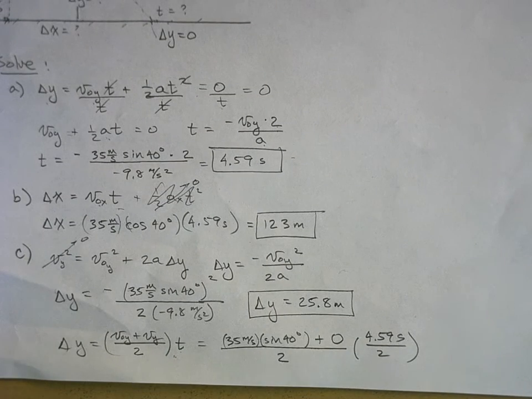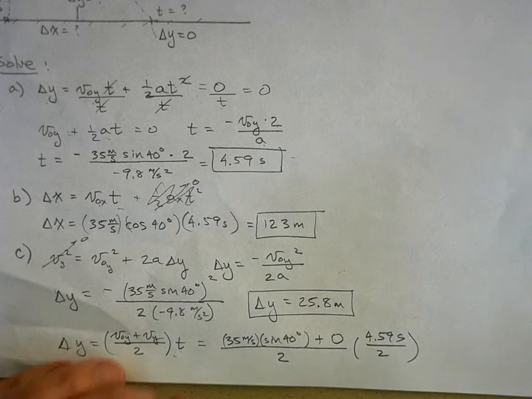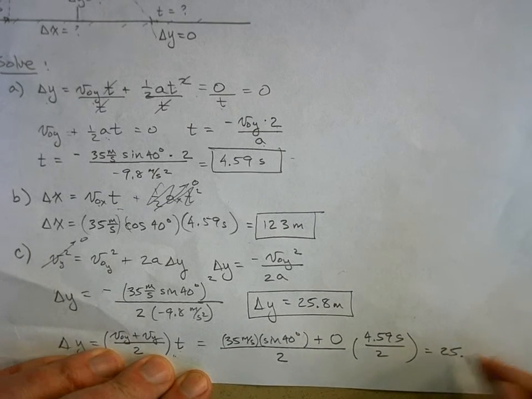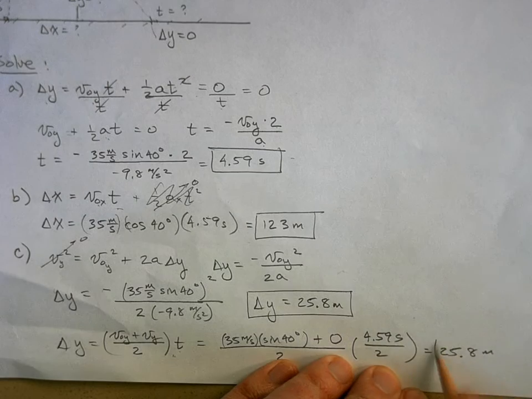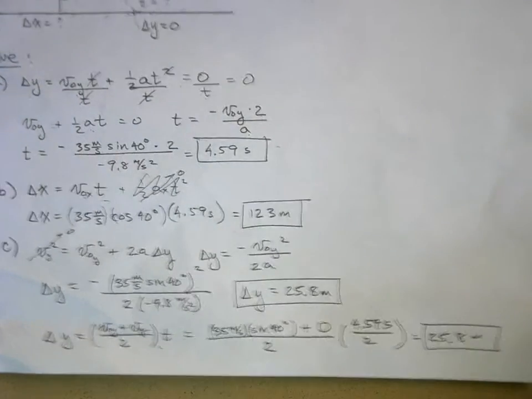So, let's try it again. We've got 35 times the sine of 40 equals, and then I'm going to divide that by 2 equals, then I'm going to multiply that times 4.59 equals, and then divide that by 2, and I get 25.8. Woohoo! So I did it twice and I got the same answer. Did it 2 different ways, got the same answer.